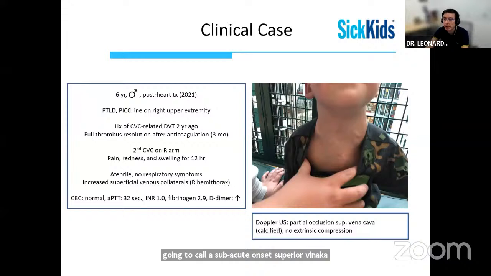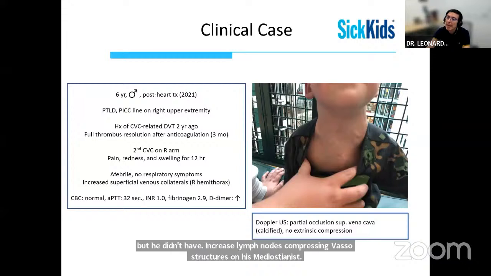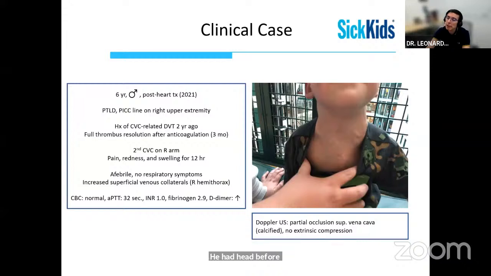I have pictures for that. So he, after post-heart transplant, developed PTLD, so post-transplant lymphoproliferative disorder, but he didn't have increased lymph nodes compressing vessel structures in his mediastinum. He had before the transplant a catheter on his upper venous system that had thrombosed but had fully resolved, and now with his second line, I hope you can.